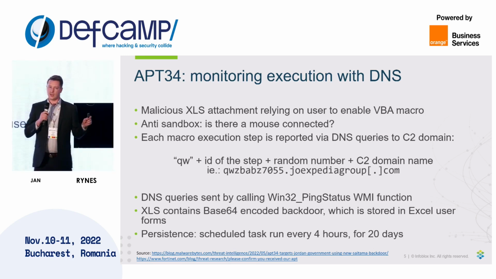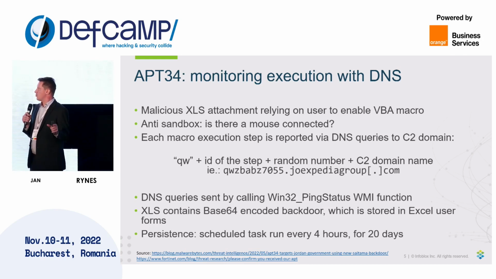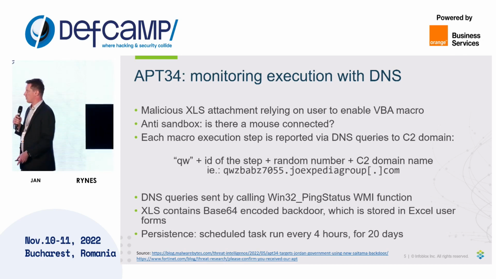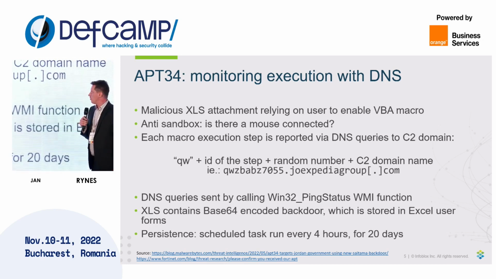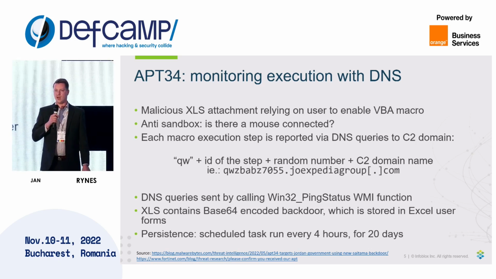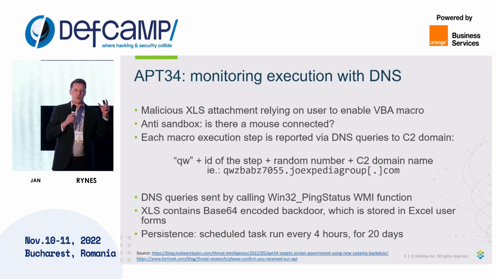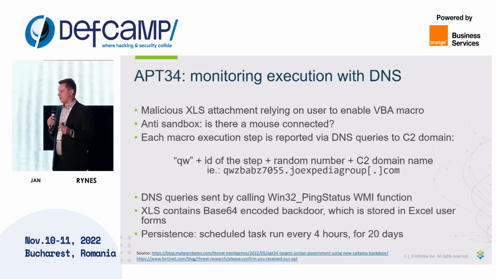So another steps that were happening. Every action was basically recorded, on execution step was reported via DNS queries that are like this: the QW, ID of the step, random number, plus some kind of domain name. So we have example in the line below. And this was basically the green light. This was the command and control message for the attacker.